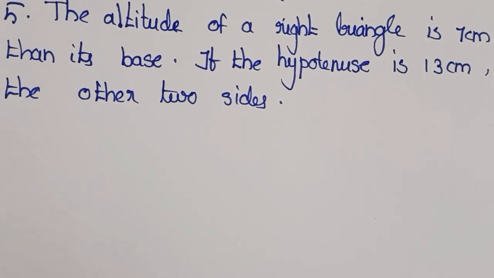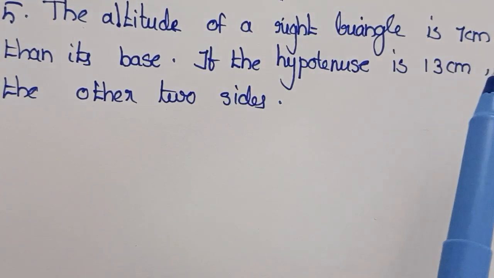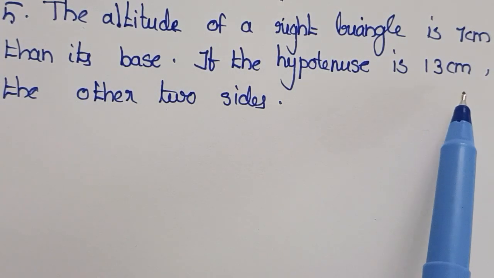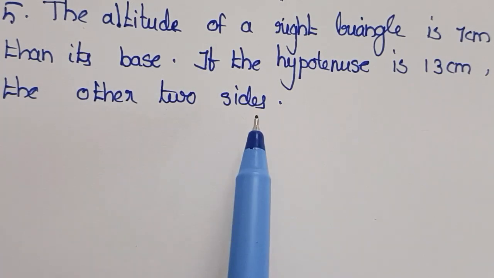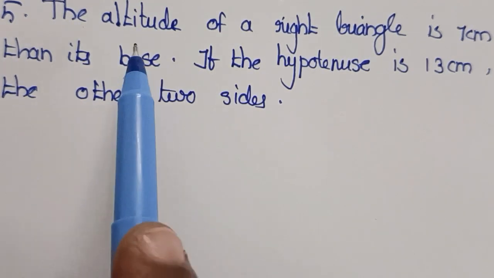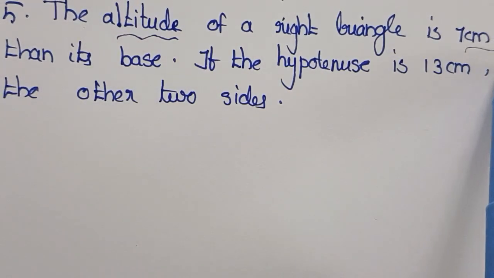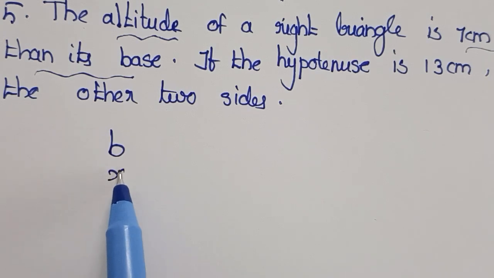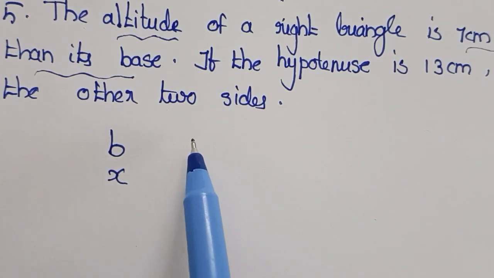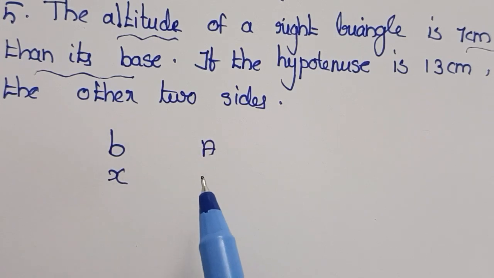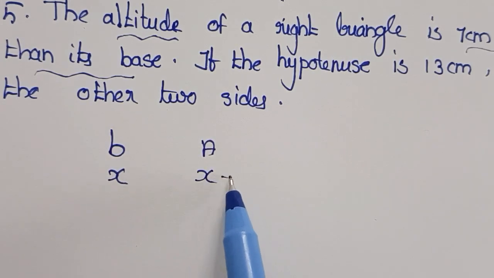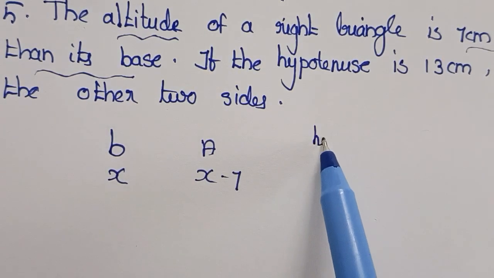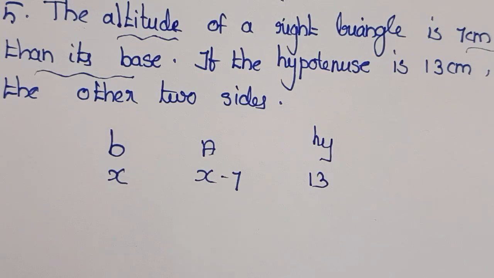Fifth question. The altitude of a right triangle is 7 cm less than its base. If the hypotenuse is 13 cm, find the other two sides. So we are given that the altitude is 7 cm less than its base. So let the base be x centimeter. Then altitude is 7 less than the base, that is x minus 7. Now the hypotenuse is given, hypotenuse equal to 13 centimeter.